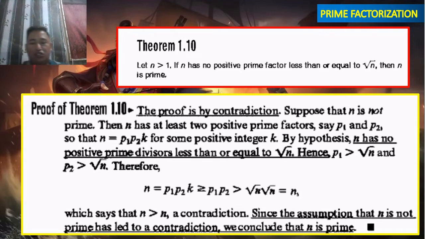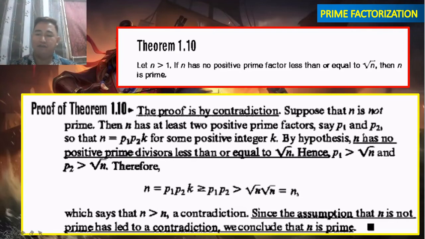The proof is by contradiction. So, suppose that n is not prime. Then n has at least two positive prime factors, p1 and p2, so that n is equal to p1 times p2 times k for some positive integer k.